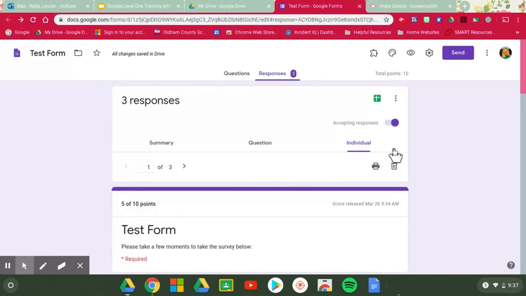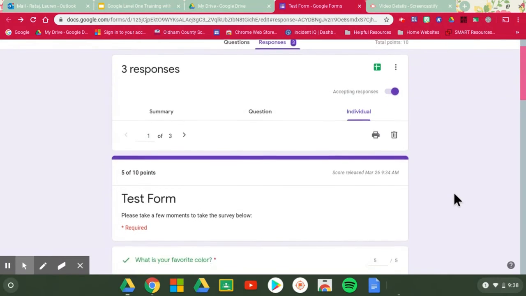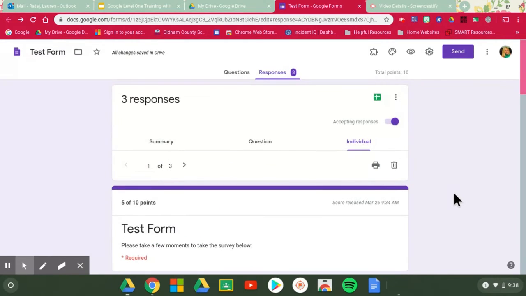Because I did not limit this or ask to collect email addresses and names, for me, it shows person one, person two, person three. But if you collect email addresses, it will say one and also tell you their email address so that you know exactly who submitted those responses. That is helpful if you want to give students individual data or parents individual feedback. You want to make sure you check that off in the settings that we talked about.